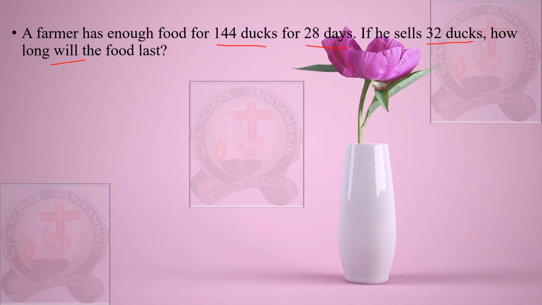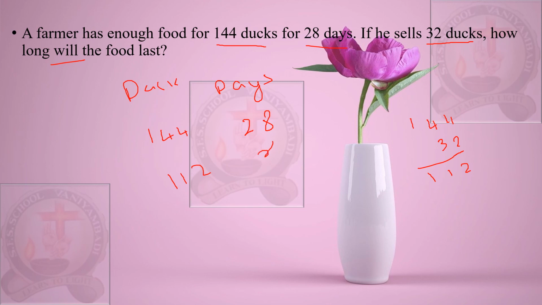Okay, what are the two quantities here? There are two quantities here. One is ducks, another one is days. Now, how many ducks here? 144 ducks. For how many days? 28 days. If he sells 32, how many ducks will be remaining here? So 112 ducks will be remaining. For 112 ducks, how long will the food last? So that we don't know. Let us assume it as x here. Now we can write it.